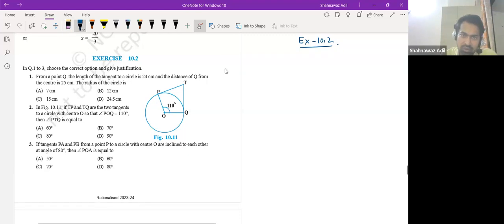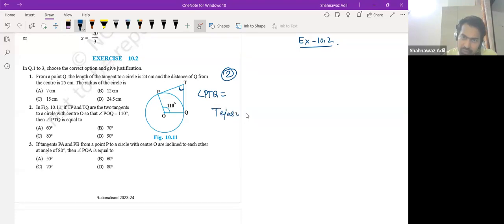So now let us do the next question. Question number 2. The picture is already given. So you have angle POQ, this is 110, and these are the points of contact of these tangents, PT and TQ. And you have to calculate angle PTQ. So what would be angle PTQ? Everyone, please calculate and tell.